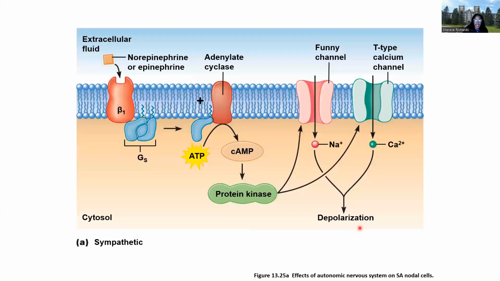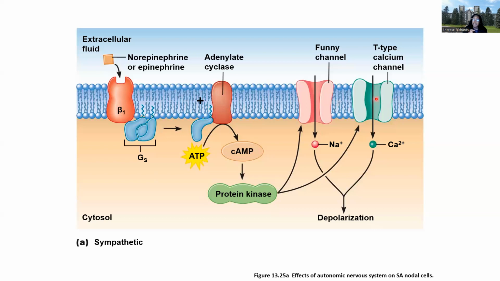Okay. So here is a schematic that illustrates this. So we've got our beta-1 receptor on our cardiac SA node cell. We've got norepinephrine or epinephrine binding here. It's coupled to this G protein. That results in an increase in our second messenger. And the result brought about by that increase in second messenger is increased opening of funny channels and an increased opening of T-type calcium channels.